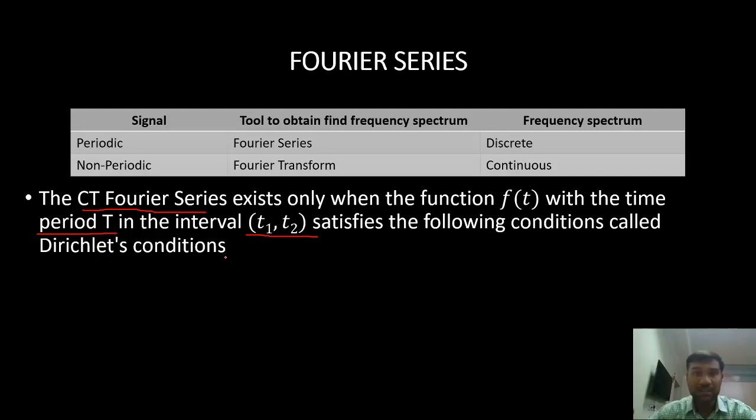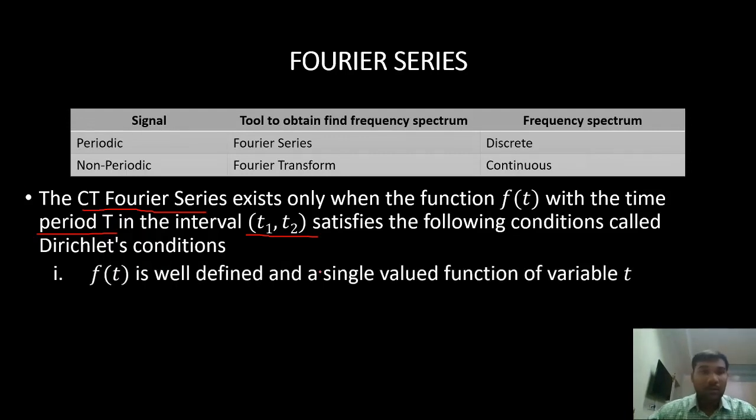The first condition is that f of t is a well defined and single valued function of t. So for any given value of t, f of t should be well defined. It should have only one value. In the interval t1 to t2, for any given value of t, we should be able to define the value of f of t. It should not be undefined.